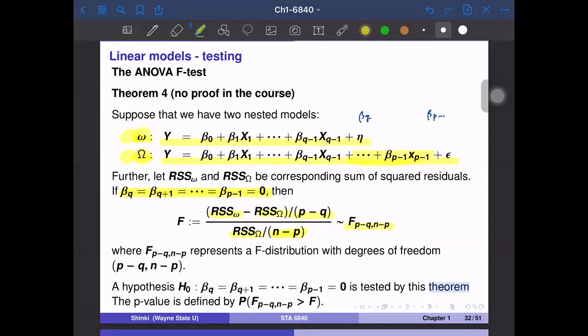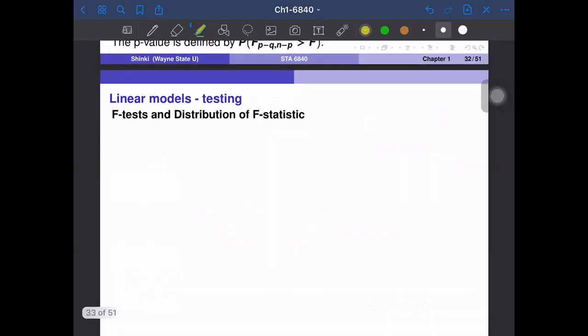If the null hypothesis is true, RSS omega and RSS capital omega have a small difference. So if the difference is large, we reject the null hypothesis. If the difference is large, then the additional parameters are useful. So that means we reject the null hypothesis.